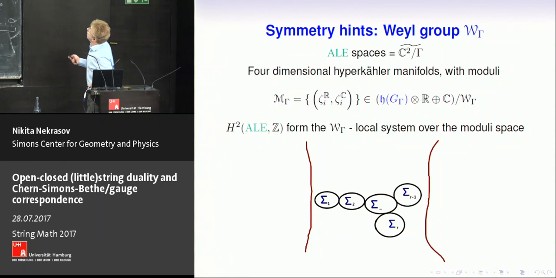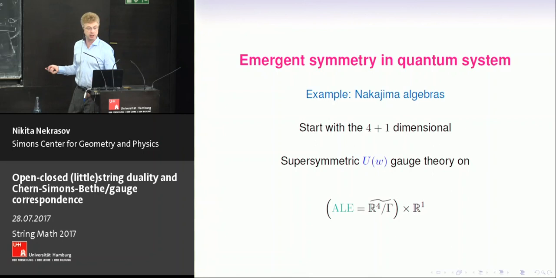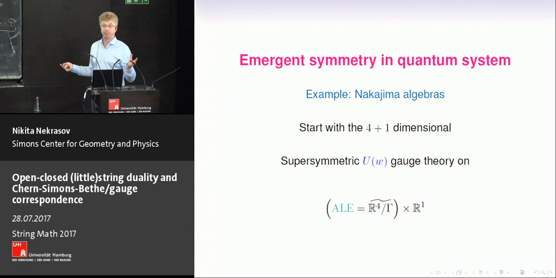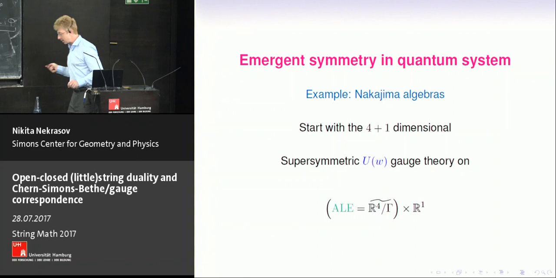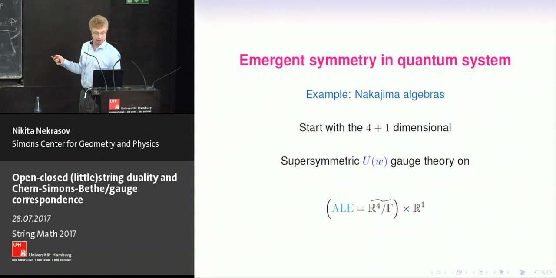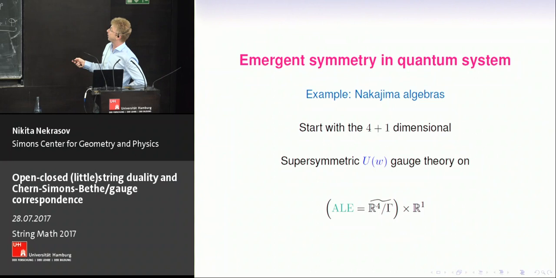Now, to see the actual symmetry, we need some object on which the symmetry will be acting. In the physics community, these symmetry structures come under the name of the Kac-Moody algebras. But physically, what you do is study 4+1 dimensional supersymmetric gauge theory, with unitary gauge group, on a space-time of the form of the product of this ALE space, which I wrote as a real four-dimensional manifold, times real time.